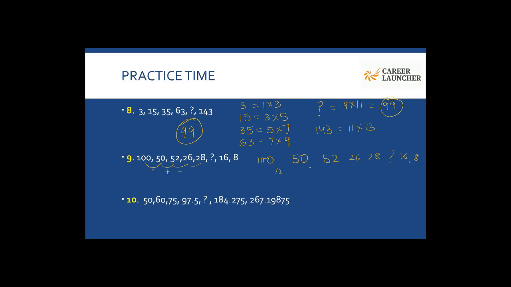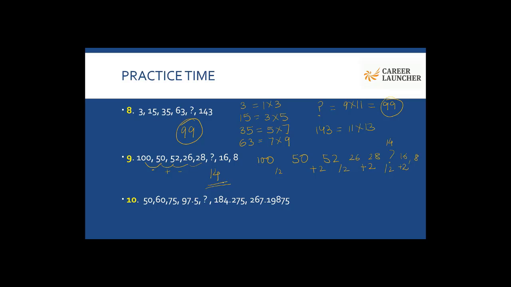50 plus 2 we are getting 52. 52 divided by 2 we are getting 26. 26 plus 2 we get 28. Now for the next term we should follow divide by 2. So here we should have 14. 14 plus 2, 16. So this follows my pattern. This follows the pattern which is given in the question. So the missing term here is 14, which is obtained by dividing 28 by 2.